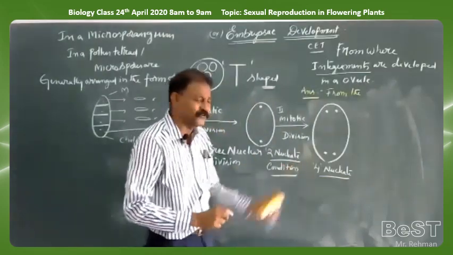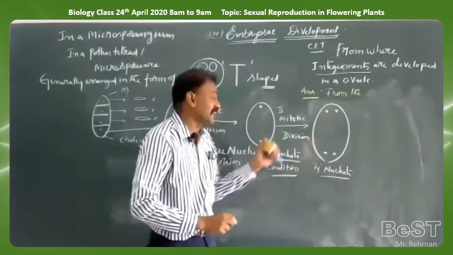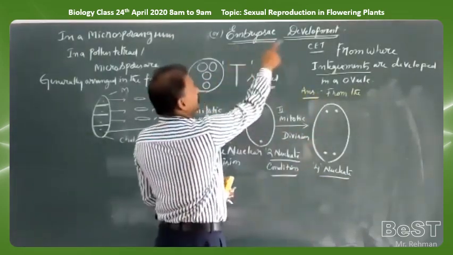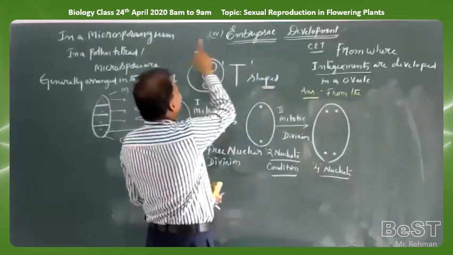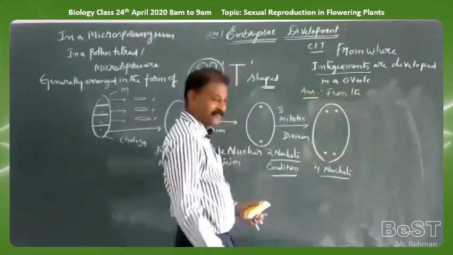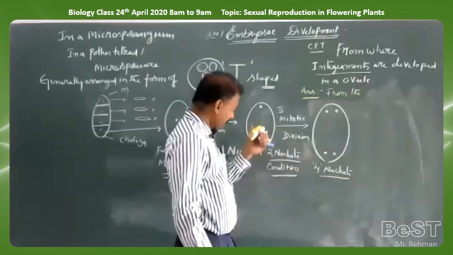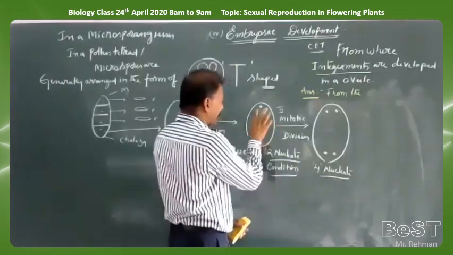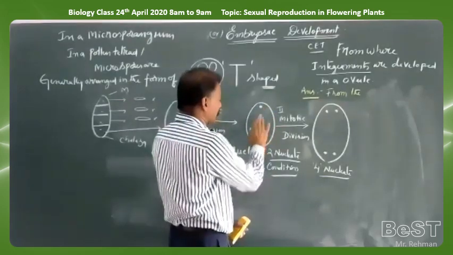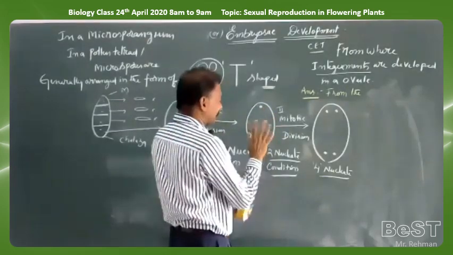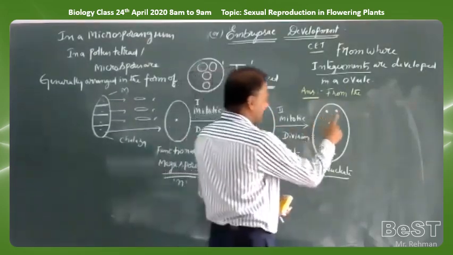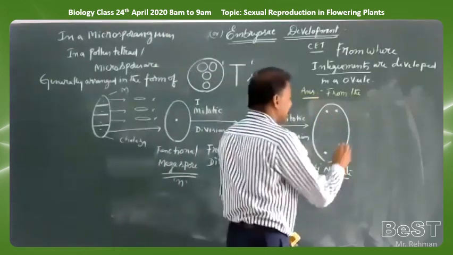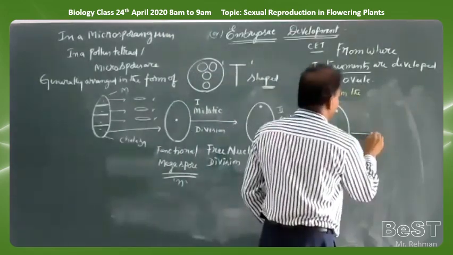What are two nucleate and four nucleate? These are the various stages of embryo sac development or female gametophyte development. First, two nuclei. Free nuclei, only karyokinesis, no cytokinesis, no cell wall formation. Then the four nucleate stage.